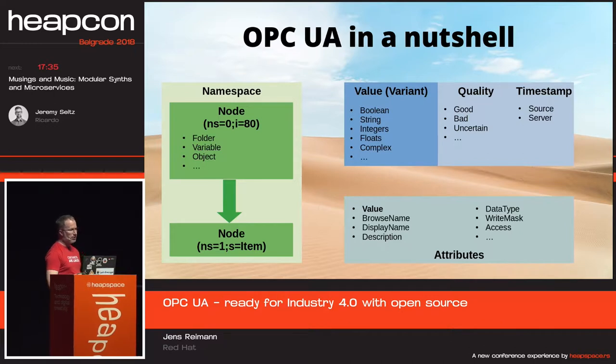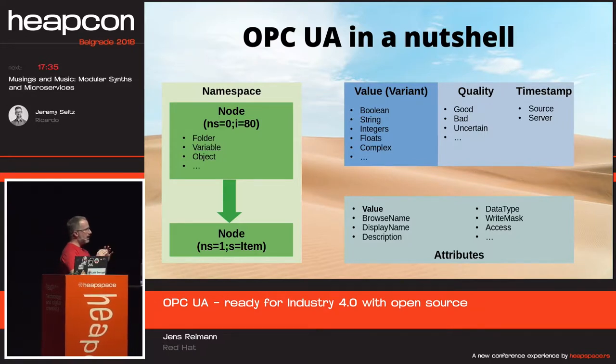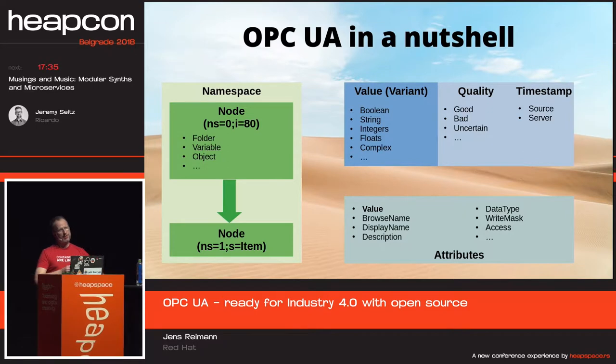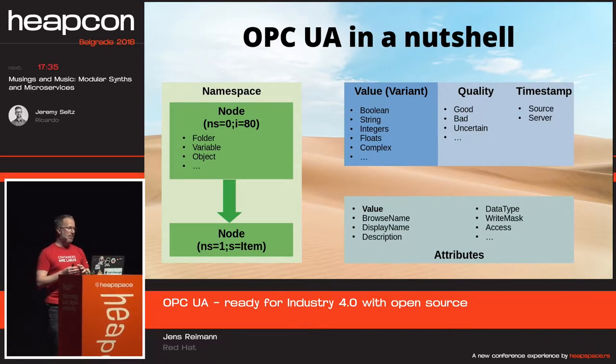So the structure. The structure of OPC UA is around namespaces and nodes. That is a very important concept, so I want to spend a few minutes here. If you see the namespace, that is basically some layer, and there's namespace zero, which is coming from OPC UA itself, from the infrastructure itself, making up a set of nodes.